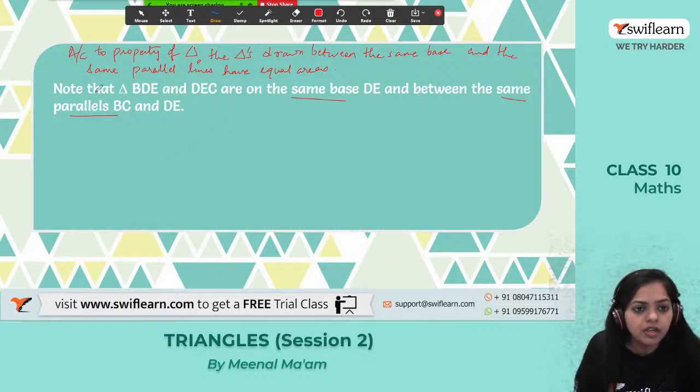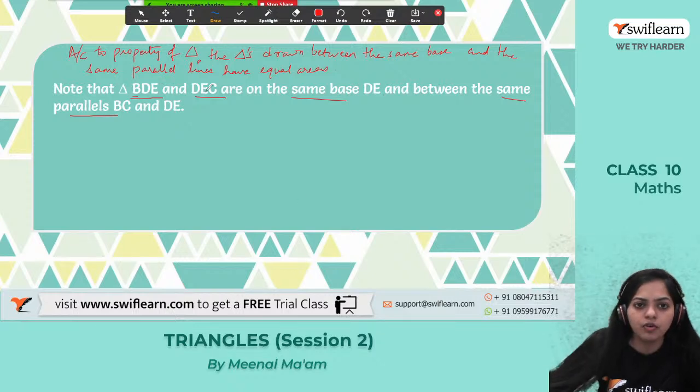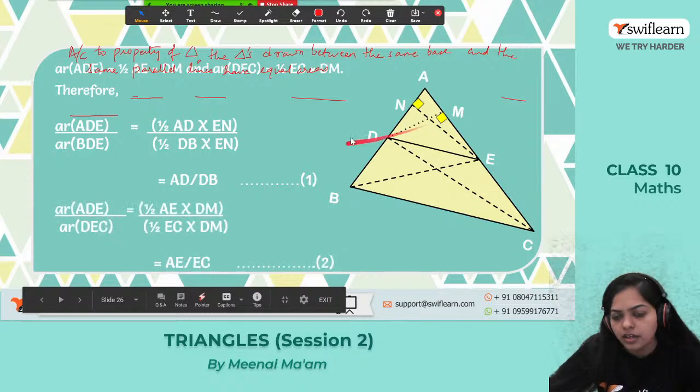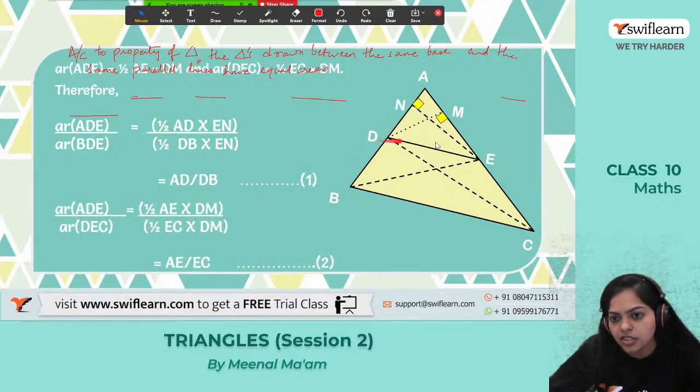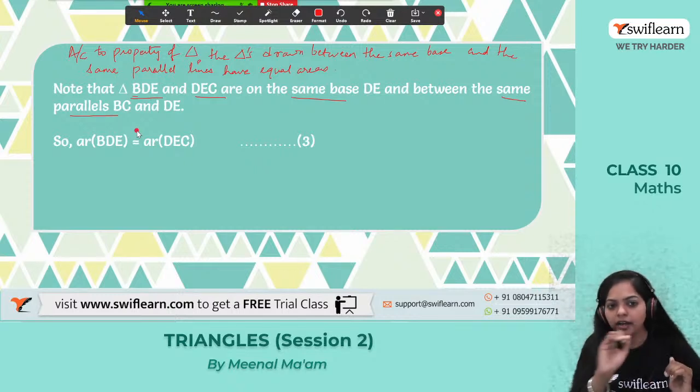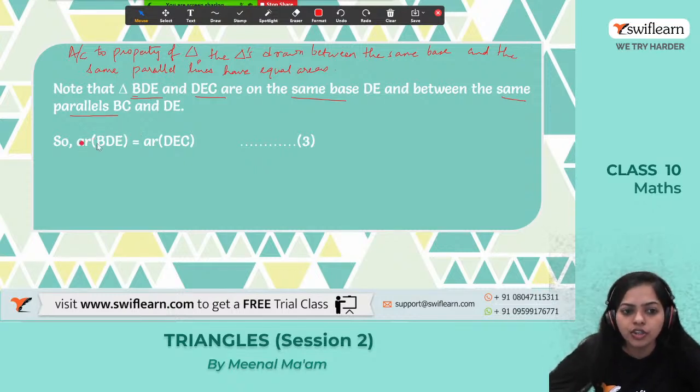Let's have a look. Note that triangles BDE and DEC are on the same base DE. See here, these two triangles are on the same base, and between the same parallel lines, BC and DE. So their areas will be equal. Got it? So according to the property of triangles, the areas will be equal. Mark it as the third condition.